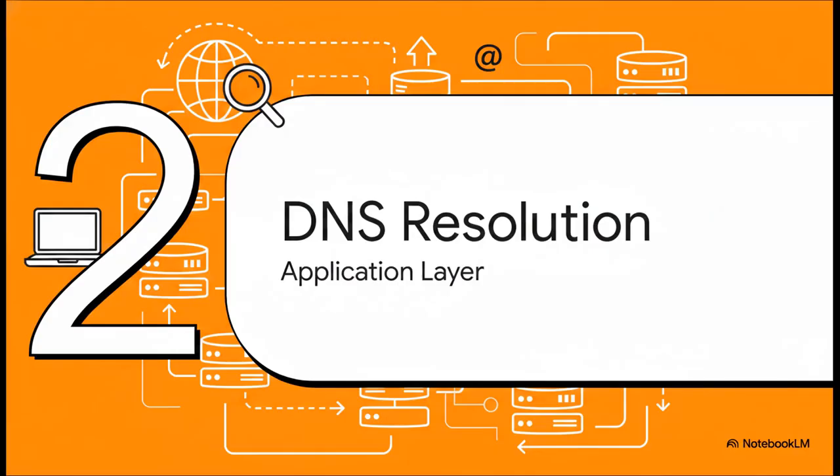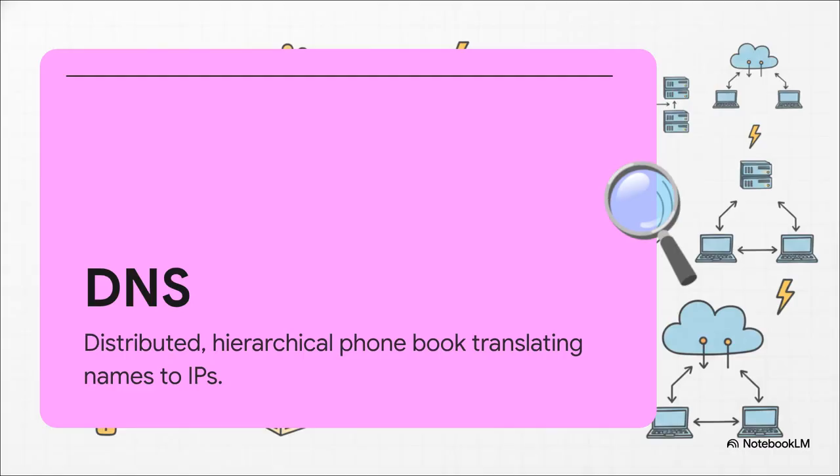Moving right along to section 2, DNS resolution. You see, humans remember names, but routers need numbers. DNS acts as the Internet's distributed hierarchical phone book. It translates human-readable names like google.com into IP addresses like 142.250.80.36. Now, the absolute key takeaway here is the word distributed.